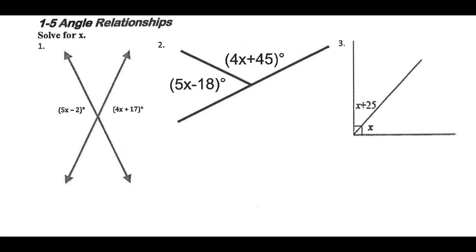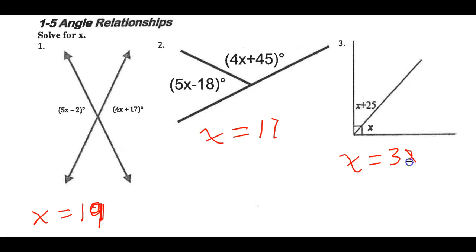Okay, so just check your work here if you got these three correct. We got x equals 19 for the first one. The second one we should have got x equals 17. And for the last one, we get a decimal here, x equals 32.5.